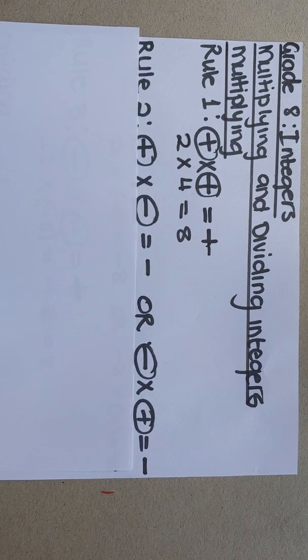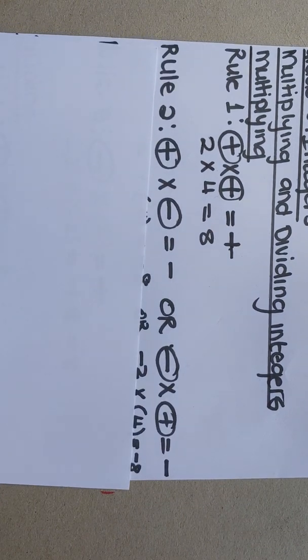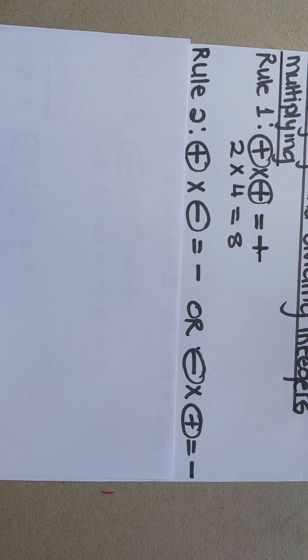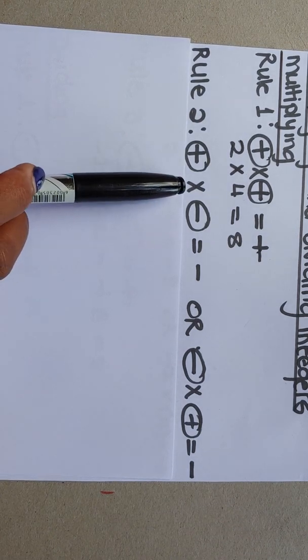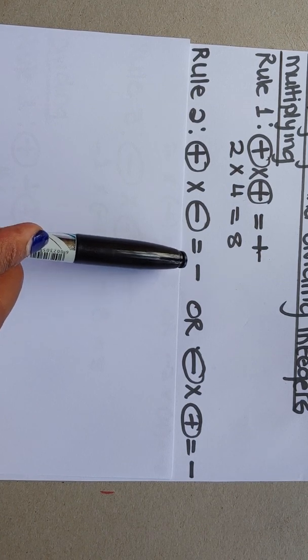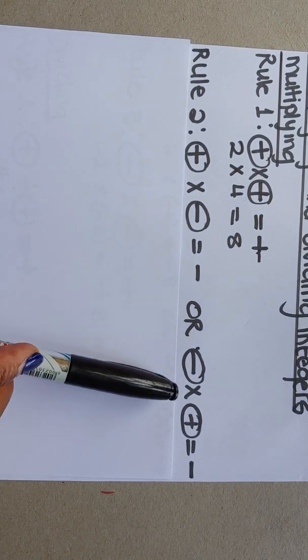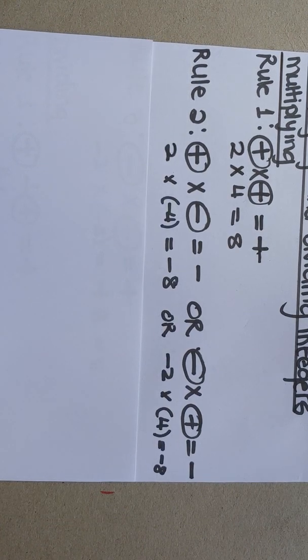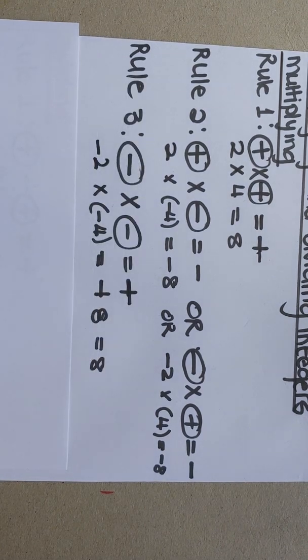Rule number 2, so on rule number 2, we have rule number 2.1 and rule number 2.2. 2.1 says when you multiply a positive and a negative, you get a negative. 2.2 says when you multiply a negative and a positive, you also get a negative. To show that in an example, you're going to say 2 times negative 4, it gives you negative 8. Or when you multiply negative 2 and 4, you also get negative 8.